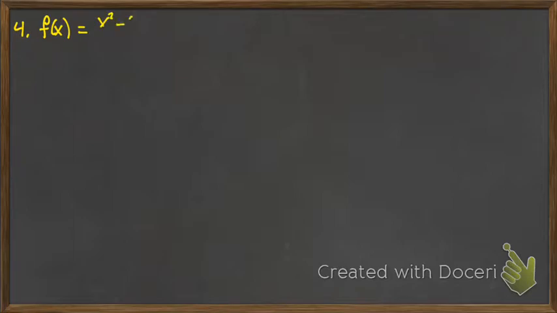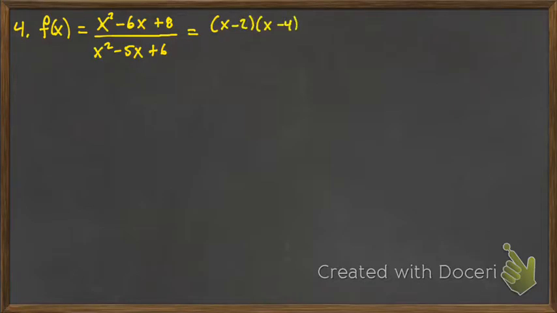We have f of x is equal to x squared minus 6x plus 8 divided by x squared minus 5x plus 6. We'll go ahead and factor it. The top factors into x minus 2 and x minus 4. The denominator factors into x minus 2 and x minus 3. Okay, I am not going to reduce yet because I want to make sure I get my domain correct.